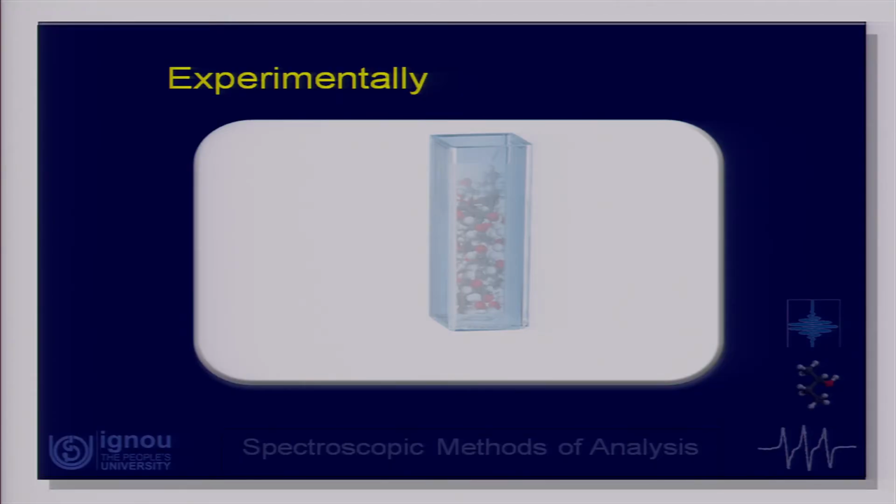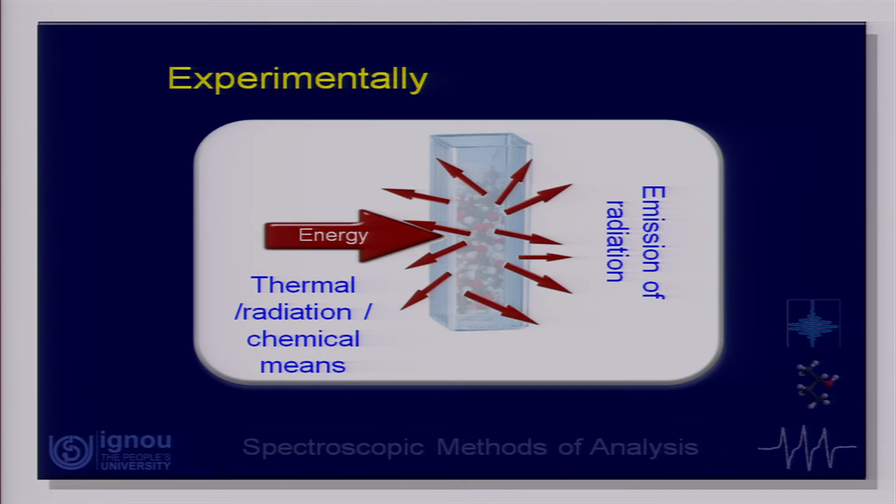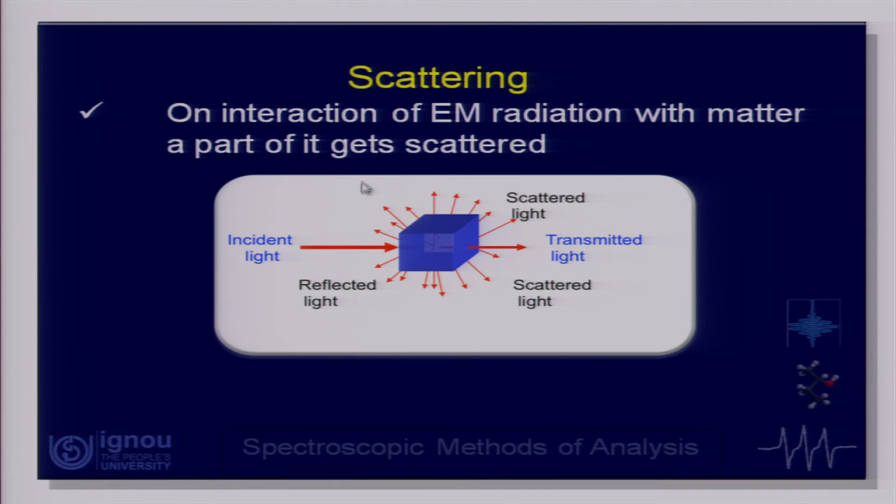Please look at it a little carefully, closely. Energy is coming, the system has got excited, now it relaxes and comes down to the ground state. So, that is what basically is emission of radiation. Okay. Let us look at yet another way of interaction of radiation and matter, and that happens to be scattering. Essentially what happens is the radiation comes, interacts with matter, and part of it gets scattered. Let us look at it.